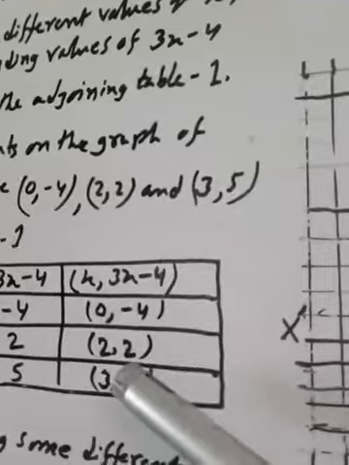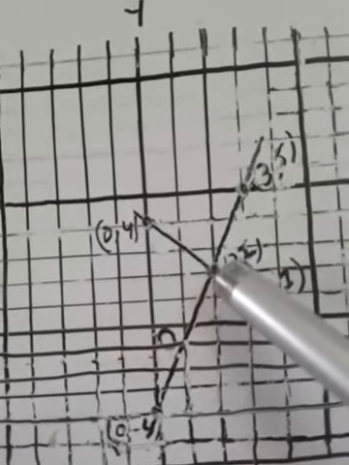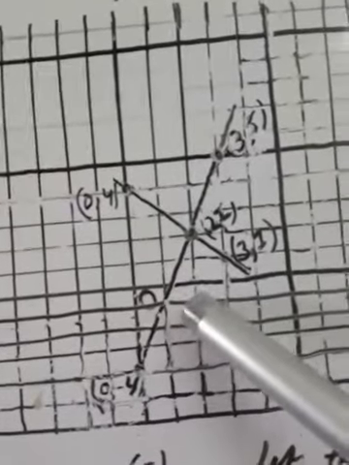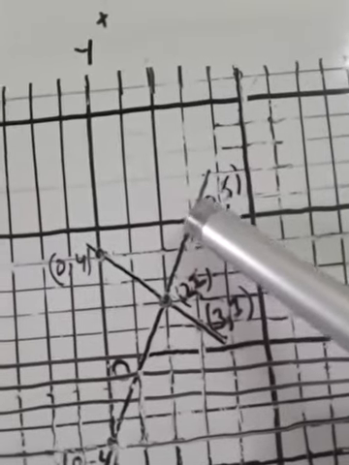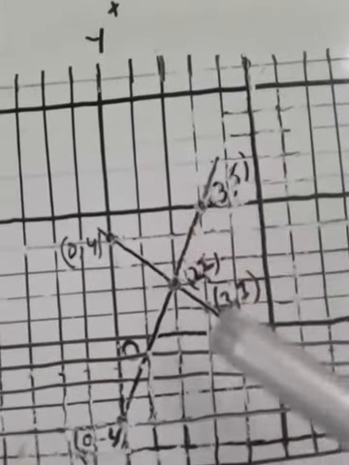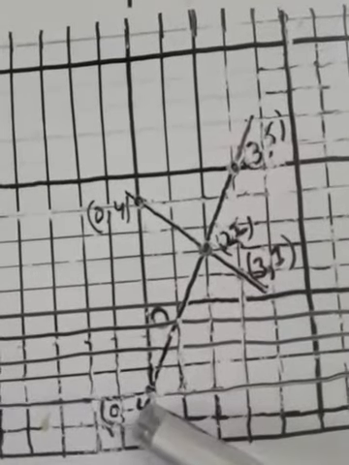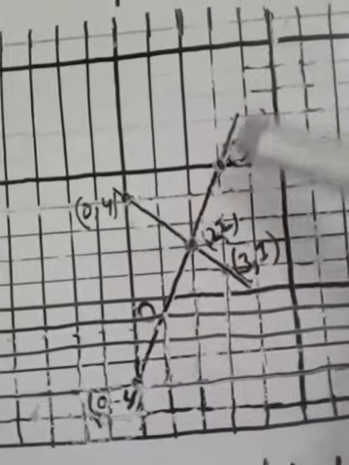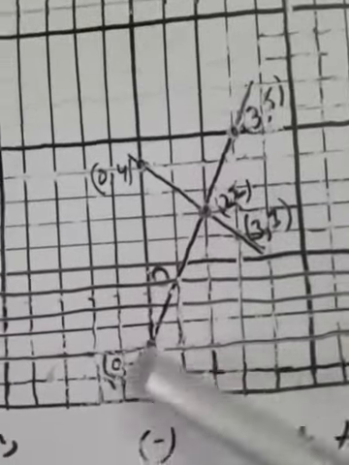Another (2, 2): 1, 2 here and 1, 2. Another one is (3, 5). See 1, 2, 3, then 5: 1, 2, 3, 4, 5. This is the plot 5. Then this is for (3, 5), this is for (2, 2), and this is for (0, -4). Now we got 3 points. Now we have to join these 3 points. Then we will get a straight line.